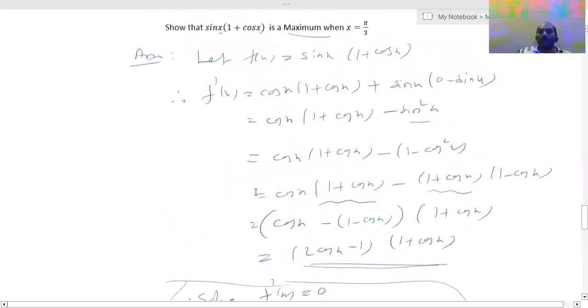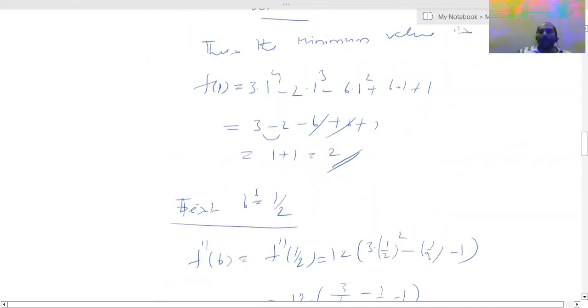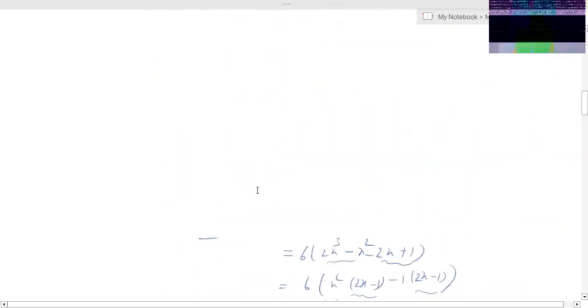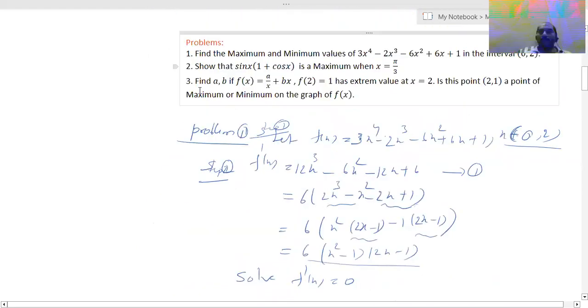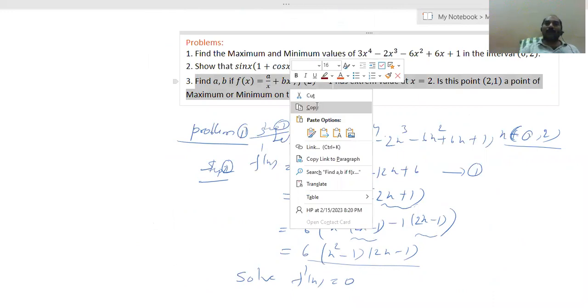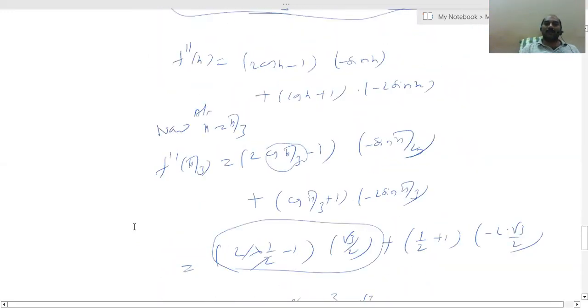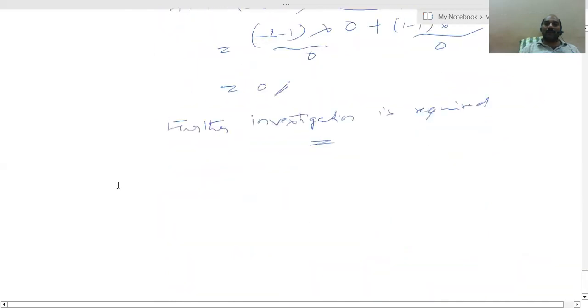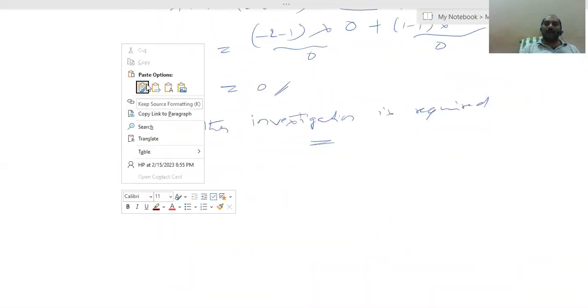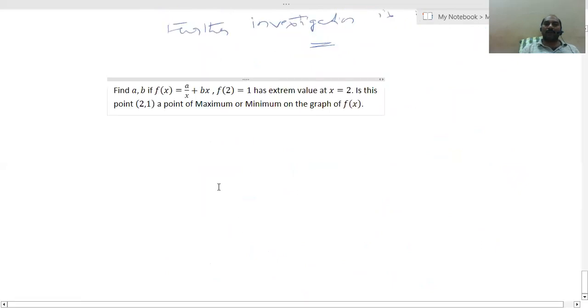Next, the last problem in this topic. A very interesting problem, but a small problem. Find a and b if the function has an extremum, not maximum. Extremum means either maximum or minimum, at the point x equal to 2. See, this is the problem.